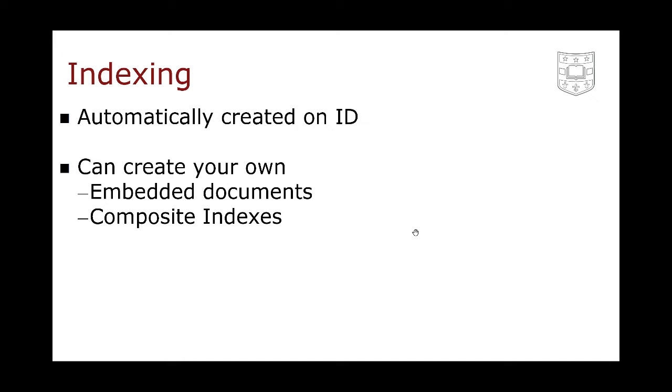What's interesting about the indexes that we can create is that I can create them on things like embedded documents. If I have a document inside of a document, which Mongo will do, I can create an index on those embedded documents, which is going to speed up the retrieval time of that data. Or if I want to make one index that covers multiple keys, I can do that as well. That's called a composite index.